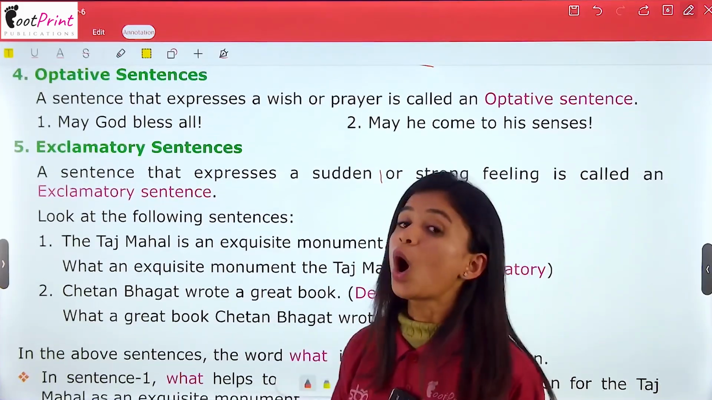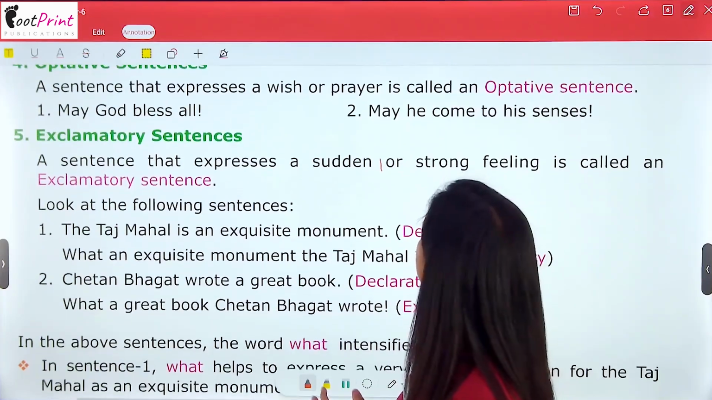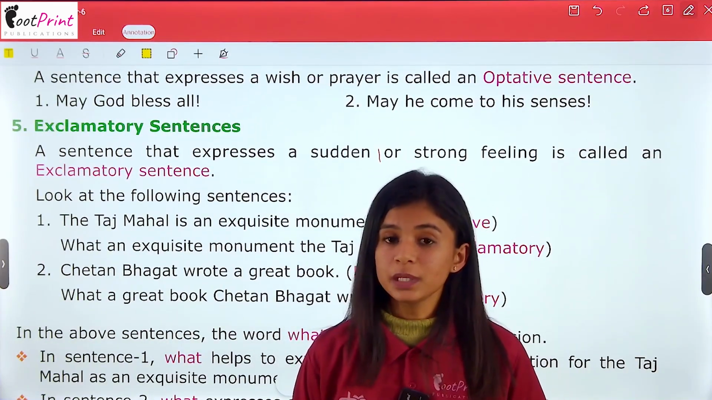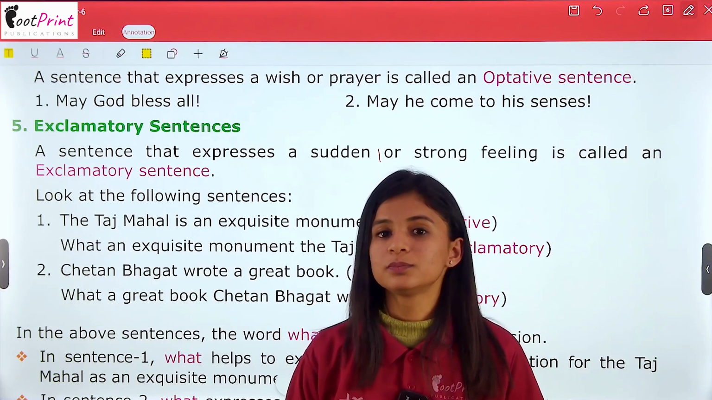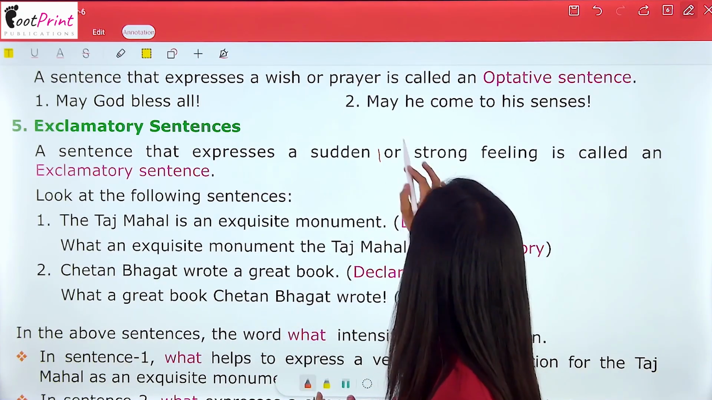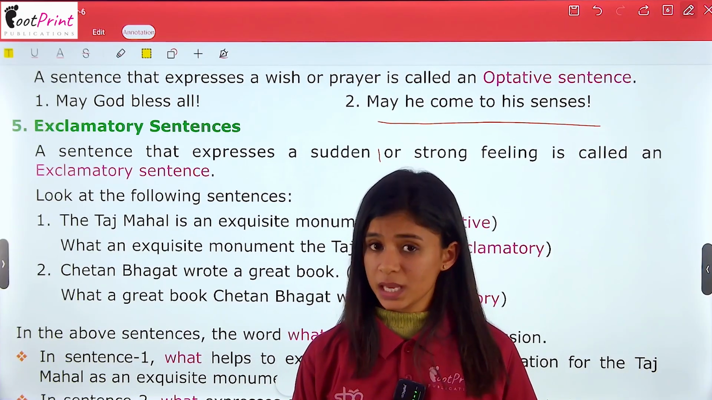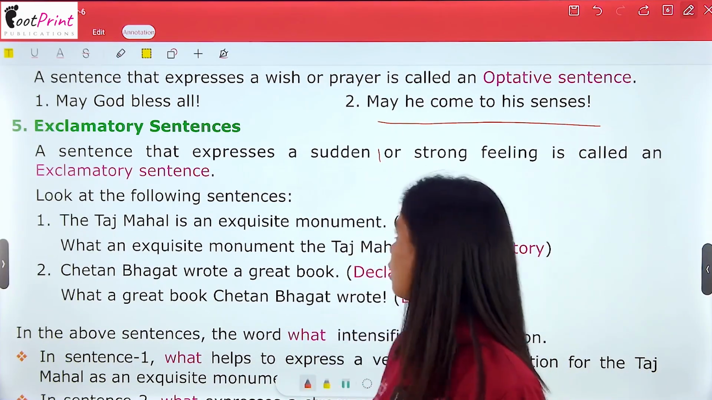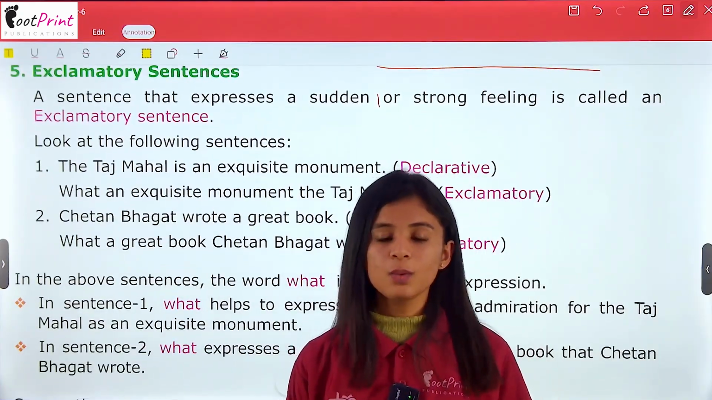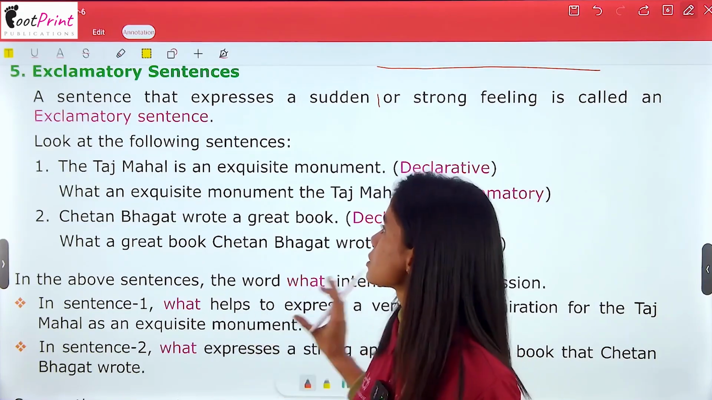Next up we have optative sentence. In this kind of sentence, we are expressing either a wish or a prayer. For example, may God bless you. This is a wish or a prayer, right? And the next is, may he come to his senses. Alright? Let's move on. And now we have the last type of the sentences, that is exclamatory sentences.